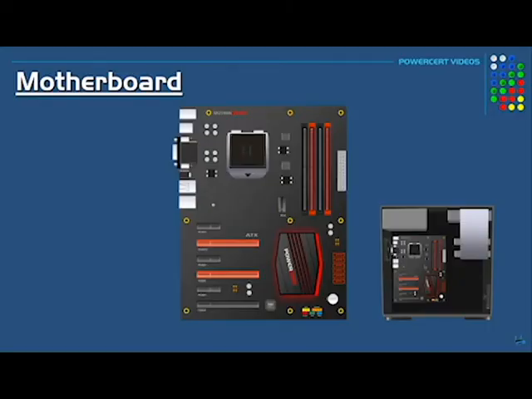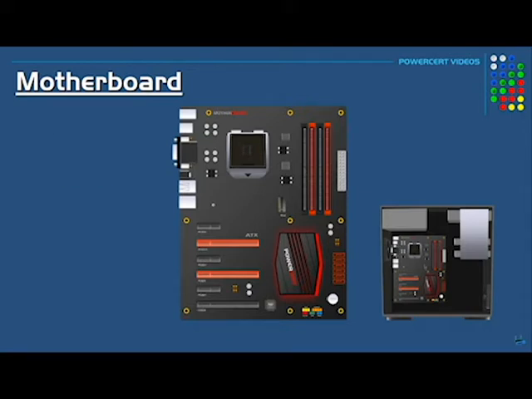So this is your motherboard. It looks very scary, but basically all it is is a main hub for all of your computer parts to connect together, and it's like a hub for them all to interact with each other. So let's go over all of the features of the motherboard.